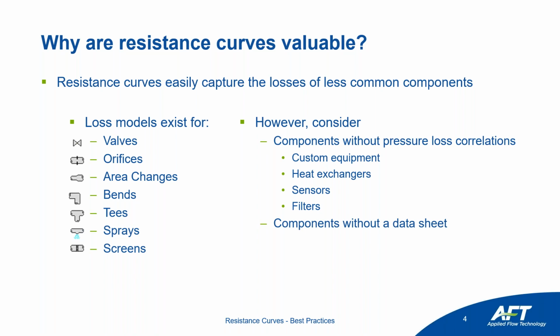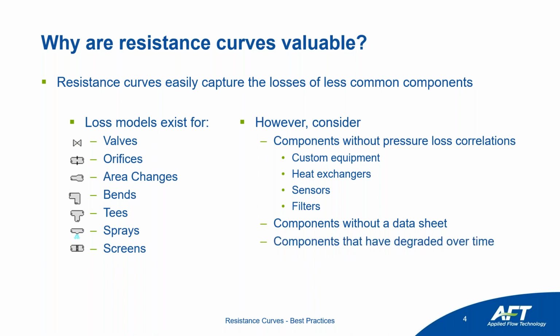Another thing to consider is components without a data sheet. Let's say that you're calibrating your system or you're calibrating your model to an existing system, and over time, the quality of data is eroded and you lose track of what specific valve you have in the system. So with that in mind, if you can easily determine the amount of head loss at a given flow rate, we can figure out how do we model that as a resistance curve instead.